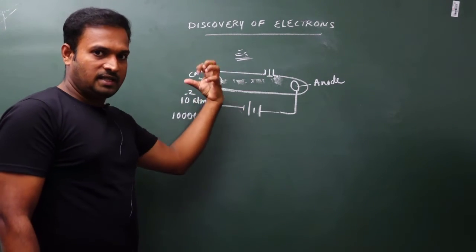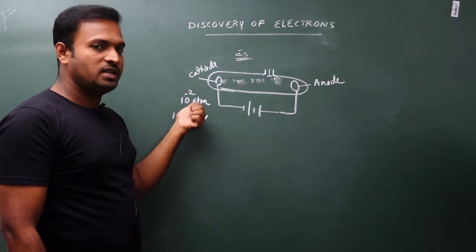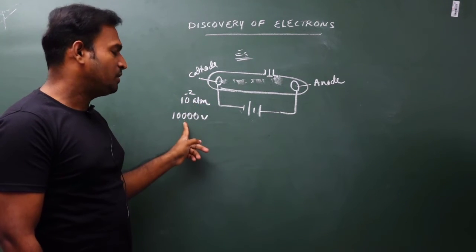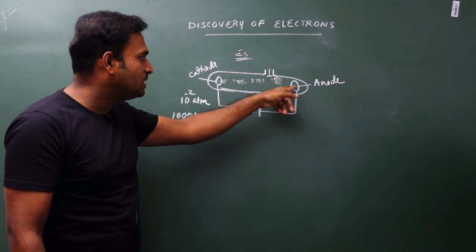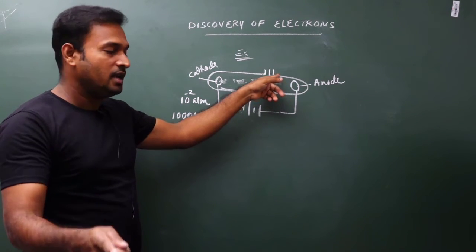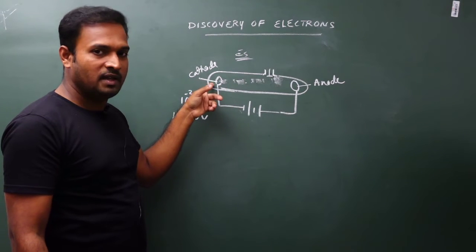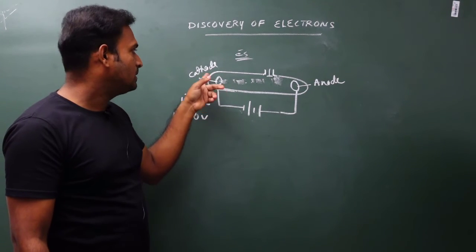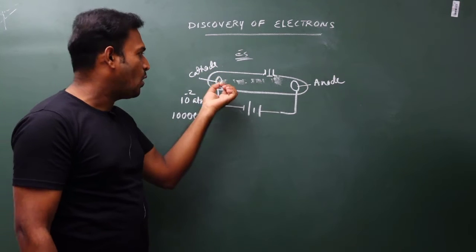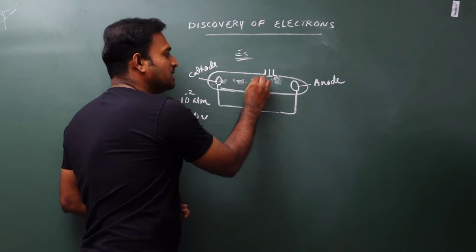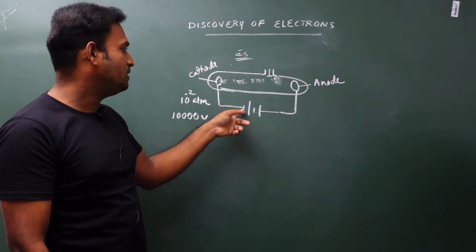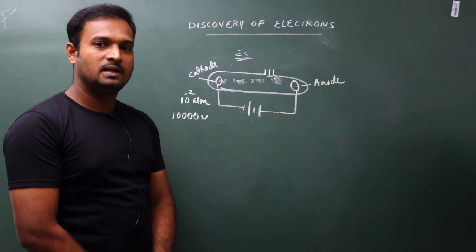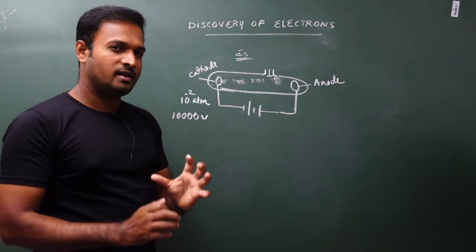J.J. Thomson decreased the pressure up to 10 raised to minus 2 atm and increased the voltage up to 10,000 volt. Then he found a faint greenish fluorescence near the anode. He thought it was due to the production of certain rays from the cathode. He called these rays cathode rays, and the small particles present in cathode rays are called electrons. They have a negative charge. This is the discovery of the electron in a nutshell.